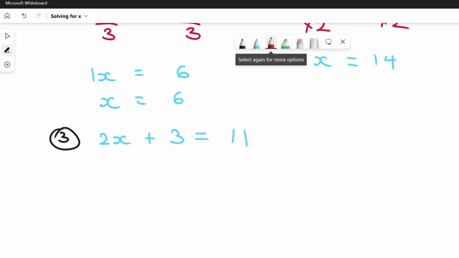So the first step is to get rid of 3 here. And how we do this is we minus 3 from both sides, which gets us to 2x plus 0 equals 11 minus 3, which is 8.